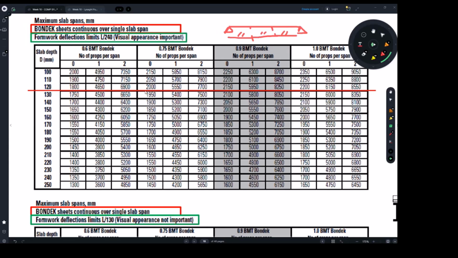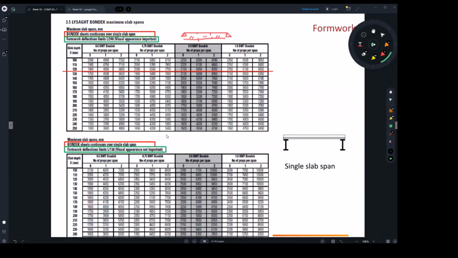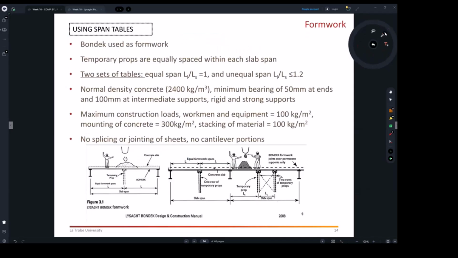Now let's see the next point they put up here. We've got 2 sets of tables. One of them is for when the spans that we have are equal. In your project, you may have spans that are equal or spans that are not equal. What do I mean there? Let me just show you.